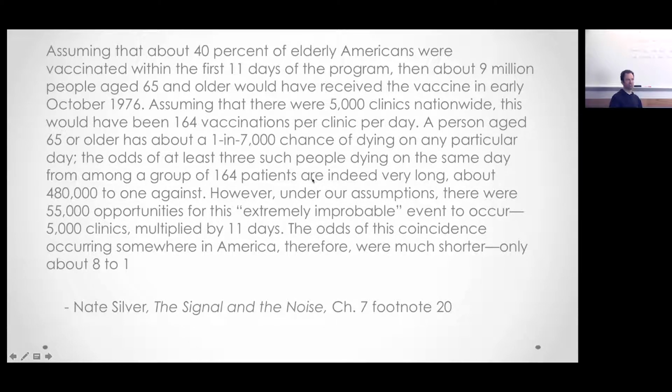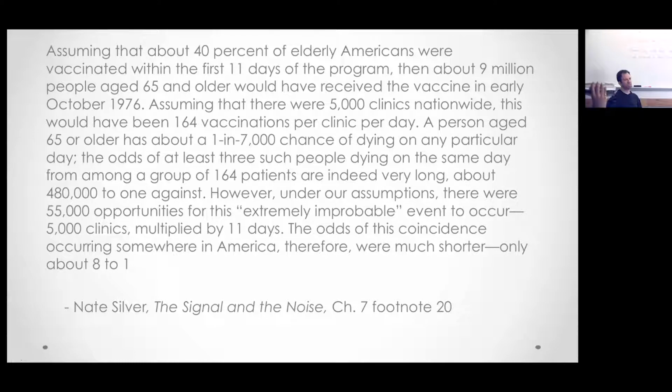So this is probably what the person who made the editorial argument was thinking about: 480,000 to 1. Right, so it's very unlikely that 3 people who went to the same clinic on the same day will die from some other cause. However, there are 5,000 clinics to do this, and 11 days over which this happened. So when you put that all together, the odds are about 1 in 9, right? So greater than 10%.